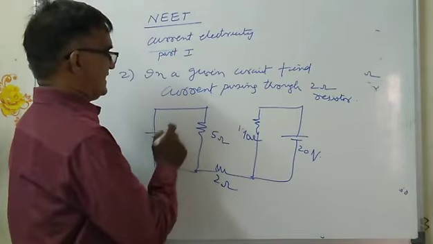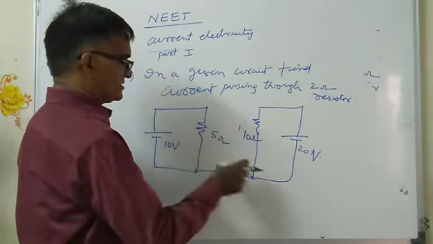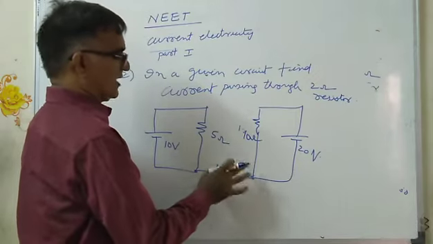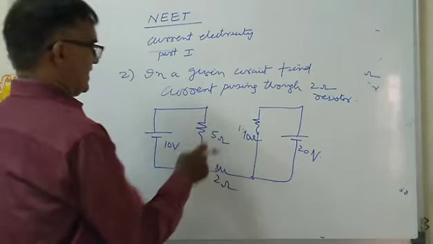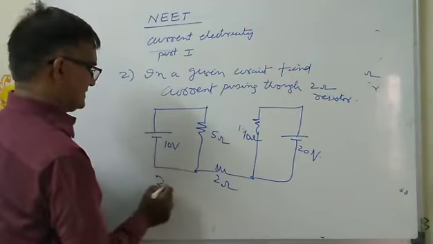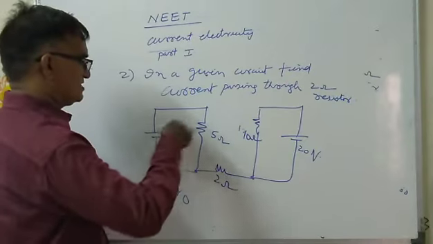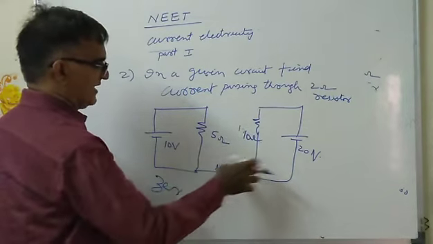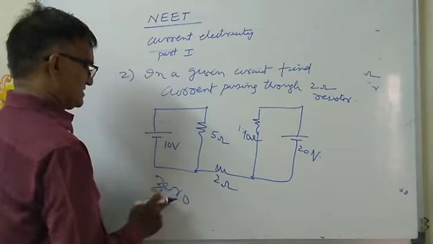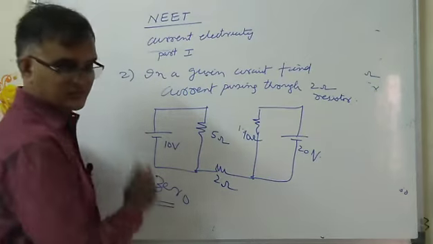This current passes through like this. So in this no current passes, this is independent. So the current through the 2 ohm resistor is 0. This is a loop, a single wire, so here no current passes. 0 is the answer for this.